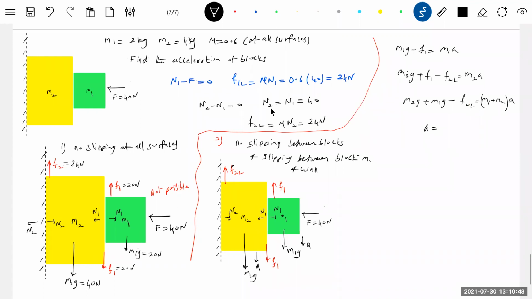Anybody value acceleration? 6. We'll come and check the F1, that's all. In this equation, M1 is how much? 2. (20 minus 12), 8 Newton. What we assumed is correct. Problem over.